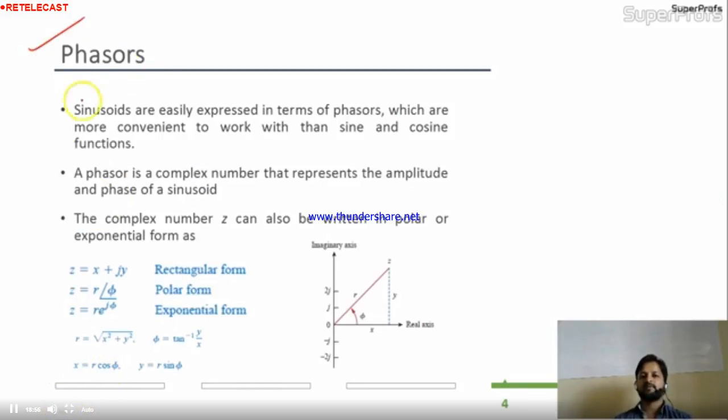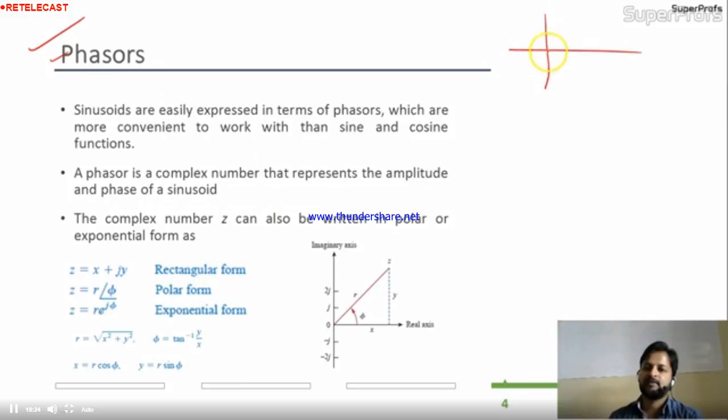Come to the phasors now. This one is the important one. What is a phasor? Sinusoids are easily expressed in terms of phasors, which are more convenient to work with than sine and cosine functions. So instead of sine and cosine functions, now we'll use phasors. A phasor is a complex number that represents the amplitude and phase of a sinusoid.